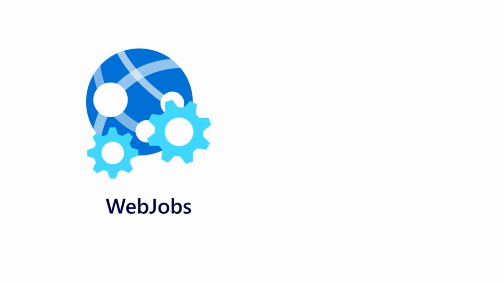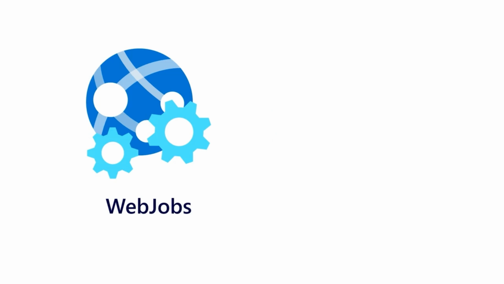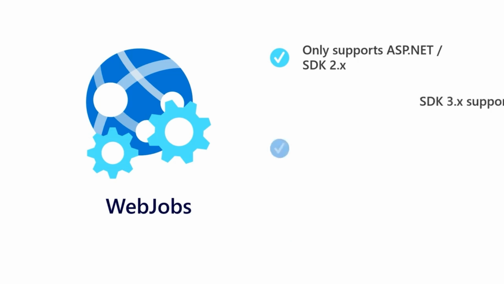To determine what actions your web jobs take, you can write code in several different languages. For example, you can script the web job by writing code in a shell script, such as Batch, PowerShell, or Bash. Alternatively, you can write a program in PHP, Python, Node.js, or JavaScript. These web jobs do have a few limitations, such as only supporting ASP.NET SDK 2.x. However, SDK 3.x supports .NET Core.